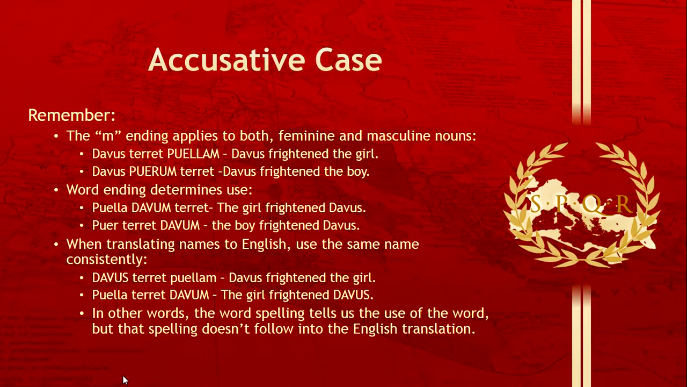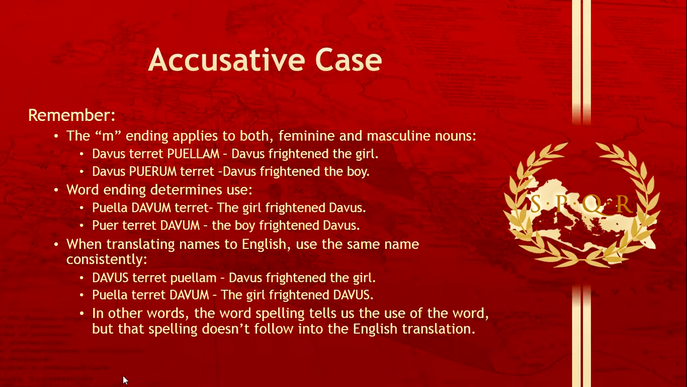Word ending determines use. Puella davum terret. The girl frightened Davos. So you can see what happened in my previous set of examples. Davos is the subject in the nominative case, and the name ends as it should end. When Davos becomes a direct object, you render that name into the accusative case. So the ending becomes um instead of us. Second example, puer terret davum. Again, the boy frightened Davos.